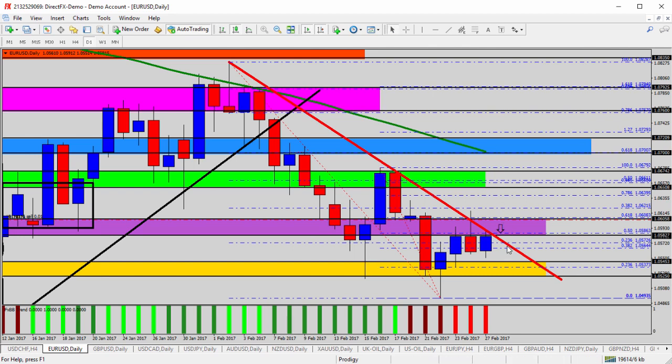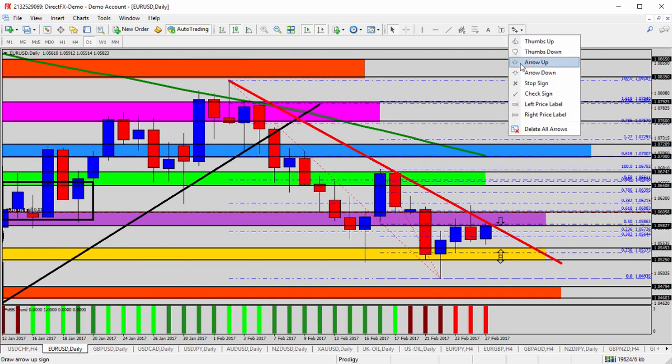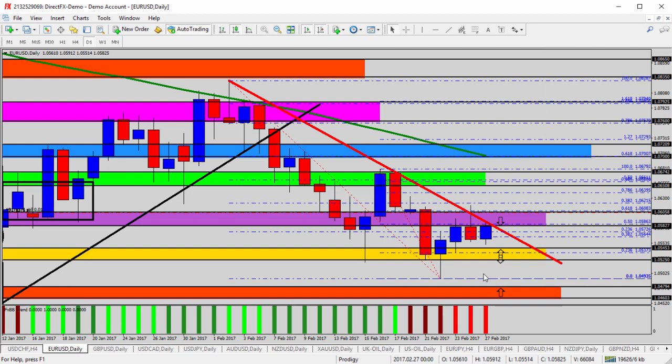Staying under the purple zone to target back down, and the red trend line to target back down to the yellow zone as your target for support. Below the yellow zone, we'll likely see a new low made all the way back down towards the orange shaded area at the very bottom of the chart. What's the risk in this scenario?